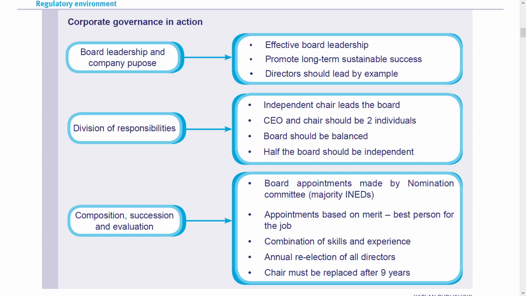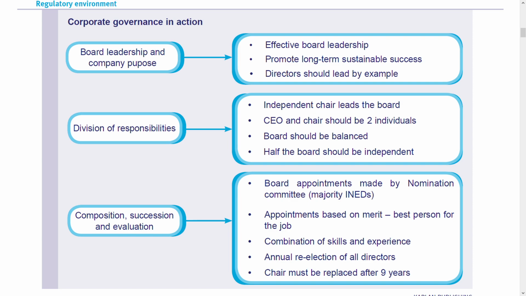Then second is division of responsibilities. How the responsibilities are divided among the organization. Are the chairman and the CEO separate, or is there one person doing both the jobs? He is the chairman as well as the CEO. They should be separate. Two individuals, one should be the chairman and one should be the CEO.